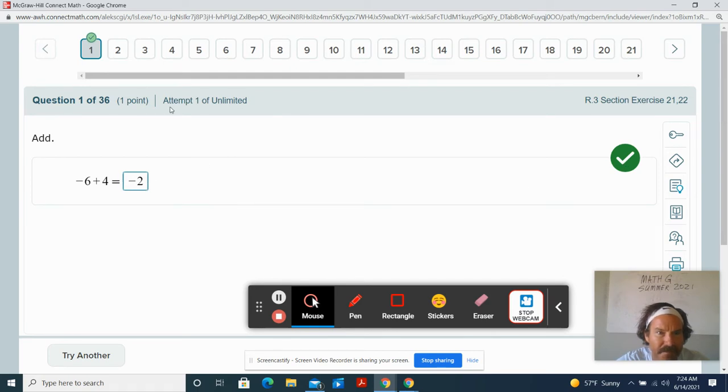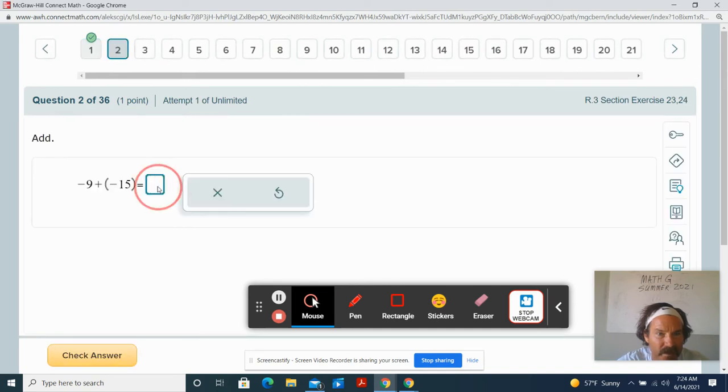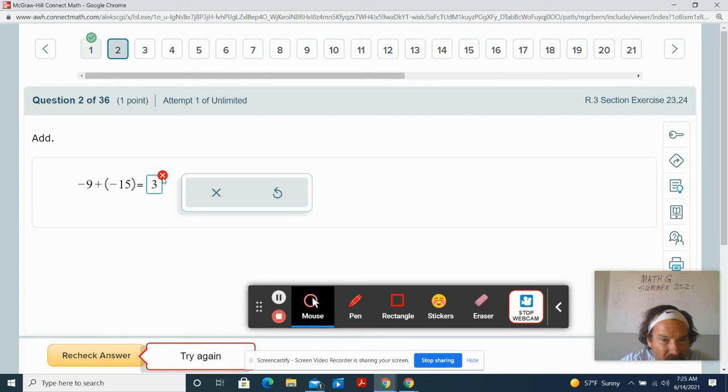Like this next problem here, I'll purposely get it wrong. Let's say I go -9 plus -15 and say I think it's 3. Obviously that's the wrong answer. I'm going to check the answer, and it gives me a red X there, and it allows me to put in the answer again. The same problem says try again here. So I can simply type in the correct answer.